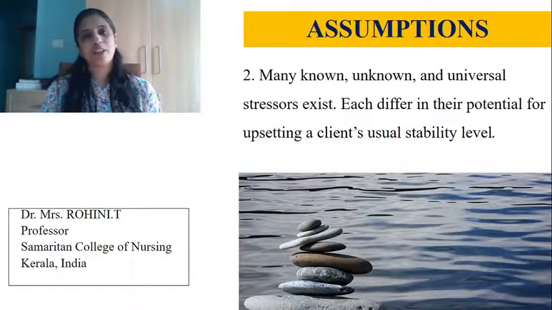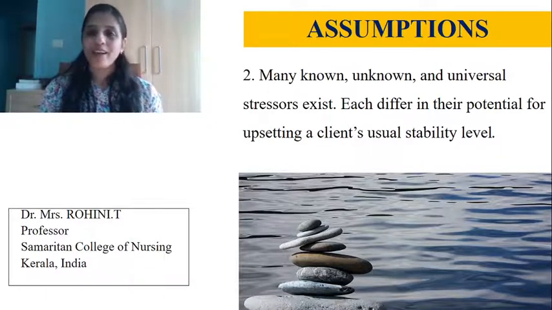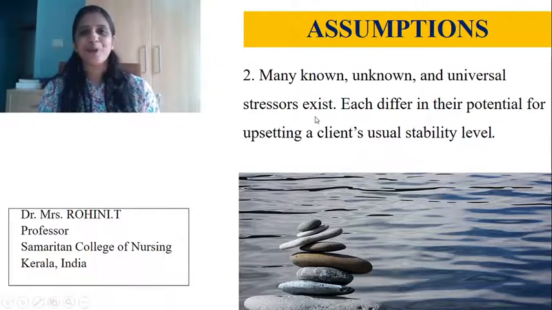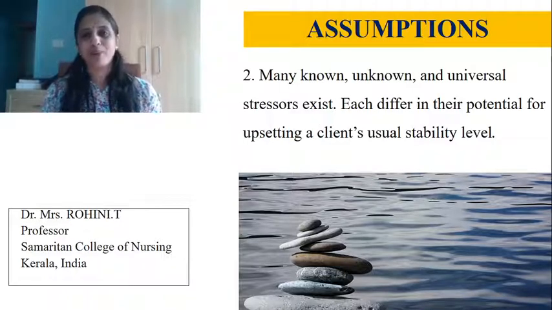What is the second assumption according to Betty Neuman? Many known, unknown, and universal stressors exist. I've already told you, whenever you remember Betty Neuman's system model, S stands for stress. Definitely she talks about the stressors and how the client is reacting to the stressor. So the second assumption is telling that many stressors are there. Some are known stressors, some are unknown stressors, some are universal stressors. Each stressor differs in its potential for upsetting a client's usual stability level.